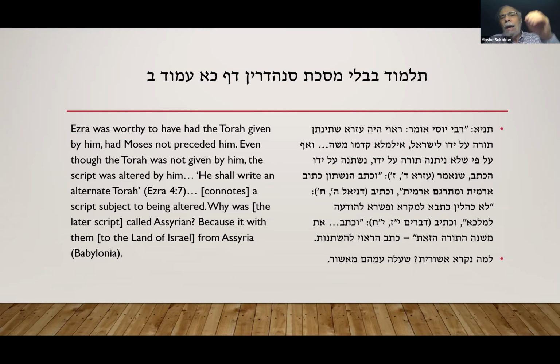So just as God gave the Torah to Moses in a particular script and in a particular language, so is it possible for God to give the Torah once again to Ezra, even if it meant changing the script or changing the language. And you see at the very bottom of the passage something I already mentioned, Lama Nikra Shurit, why is the script that was used in the Second Temple and is currently in use called the Assyrian script? She'ala imahem me Ashur, because as I said, it returned to the land of Israel with the Jews from the Babylonian captivity.